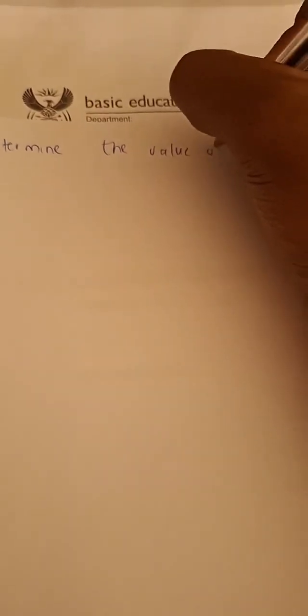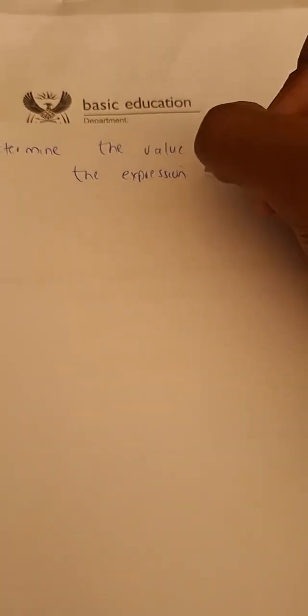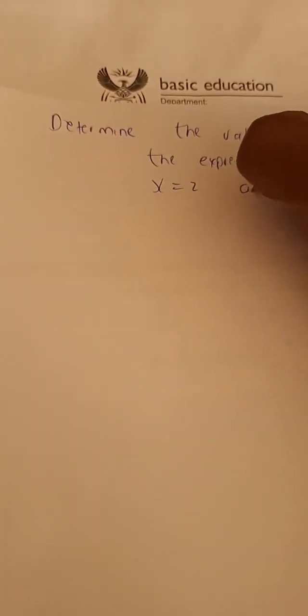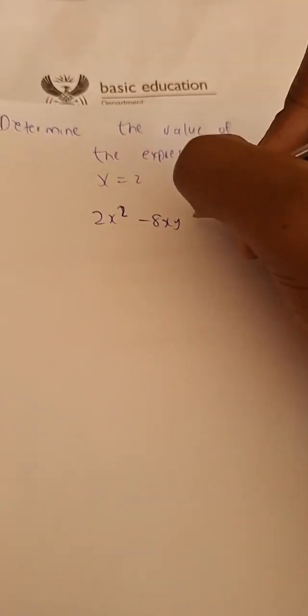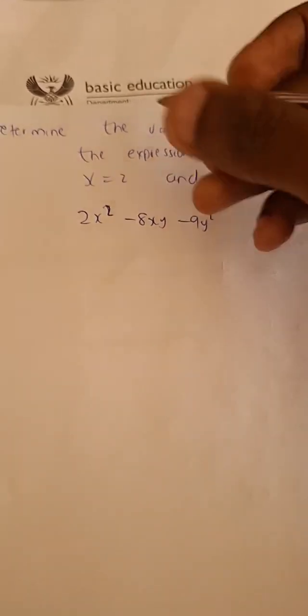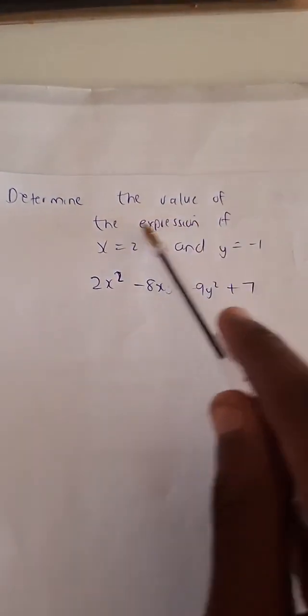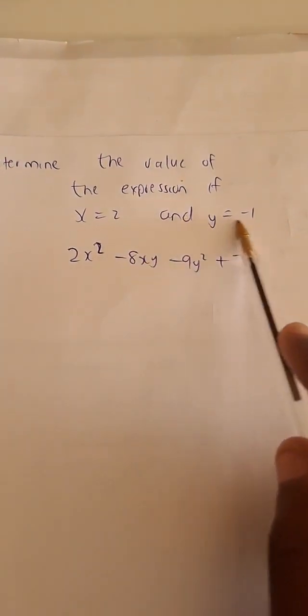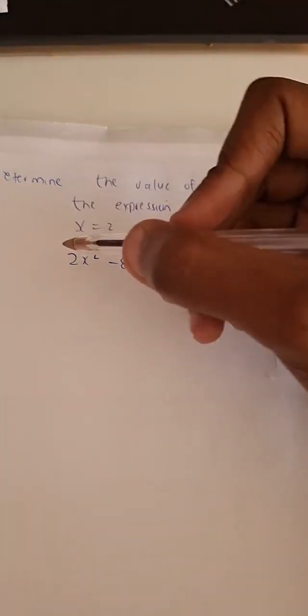I love the people that have actually sort of mastered this, and they can see. Determine the value of the expression if x is equal to 2 and y is equal to negative 1. I'm going to rewrite the expression. The expression was 2x squared minus 8xy minus 9y squared plus 7. This is the expression. I want you to determine the value of the expression if x is equal to 2 and y is equal to negative 1. What is the value of the expression?